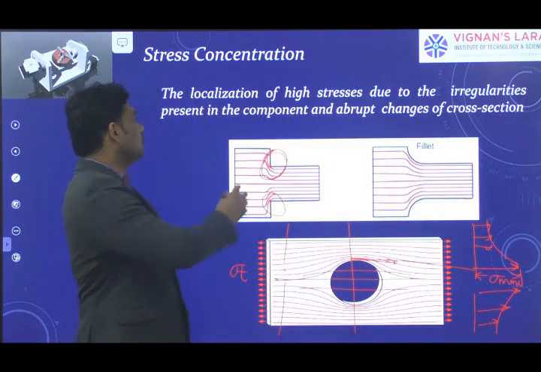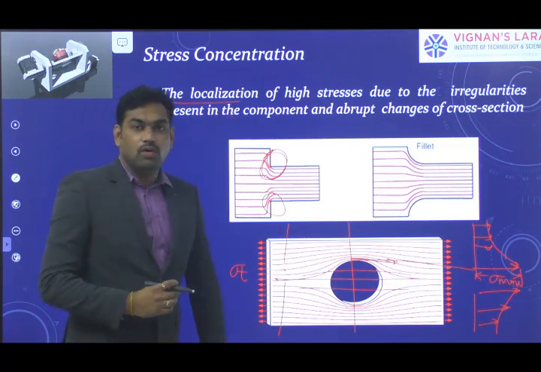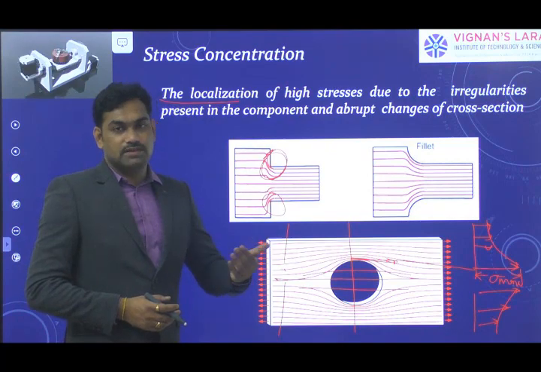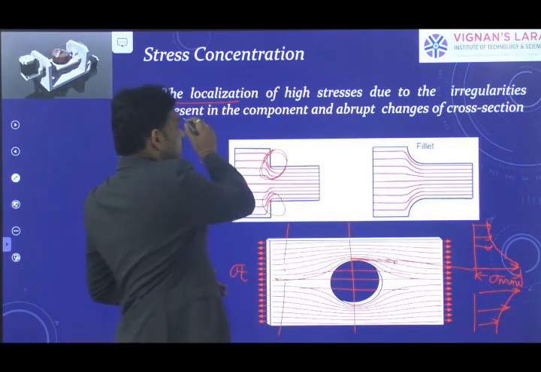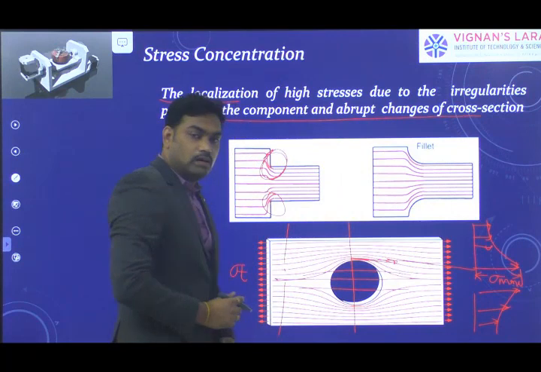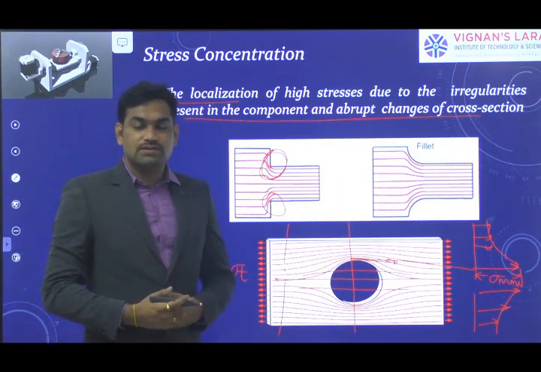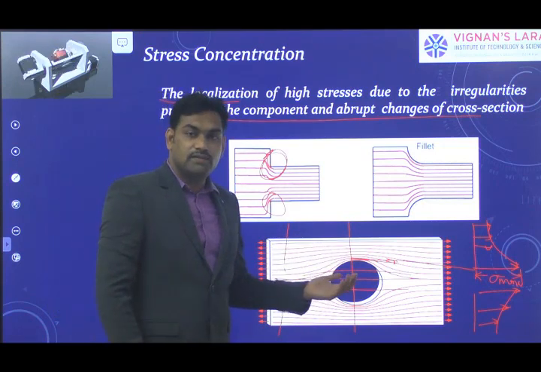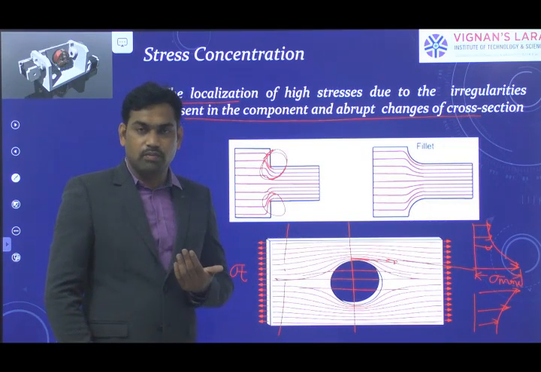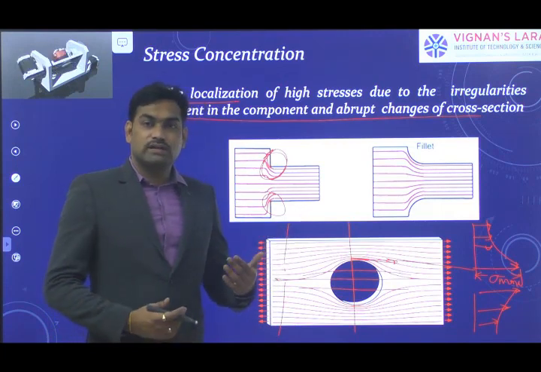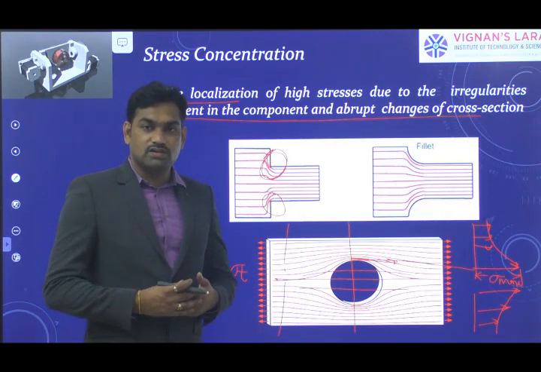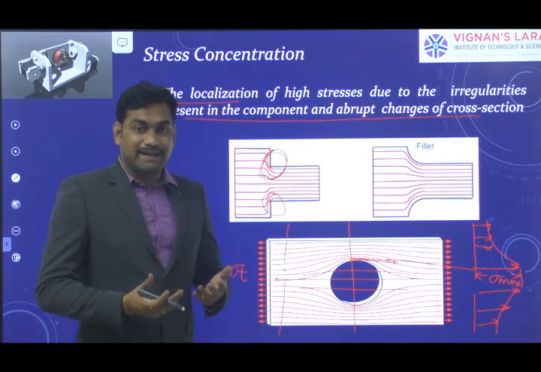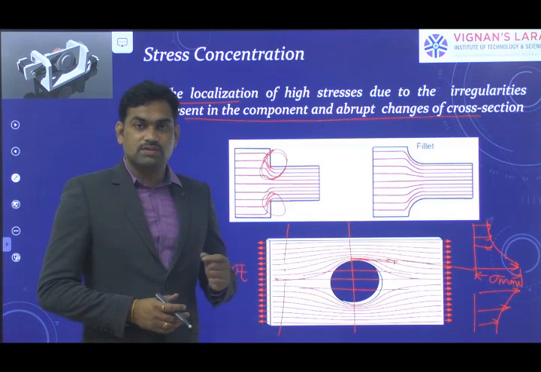Clear? So here it can be defined as a localization of high stresses due to sudden or abrupt changes in the component or due to irregularities. Stress concentration can occur not only because of the geometrical features we include in the machine component, but there are other causes too, like the possibility of cracks on the surface, which will produce a stress concentration.